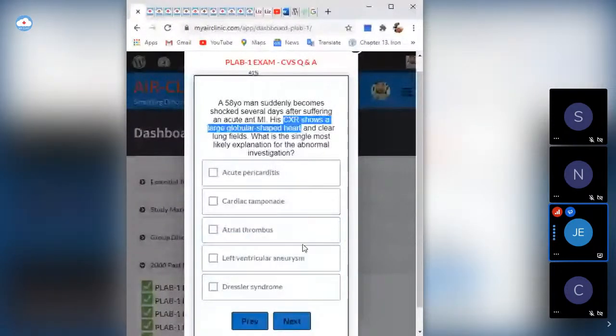Guys, we are all figuring this question out together. It's between this and this, I think. So it's cardiac tamponade.